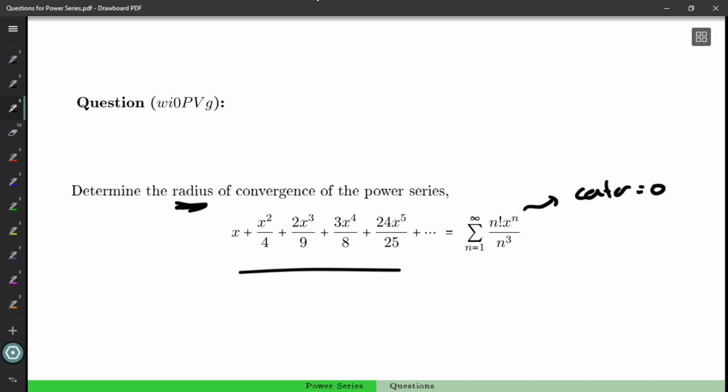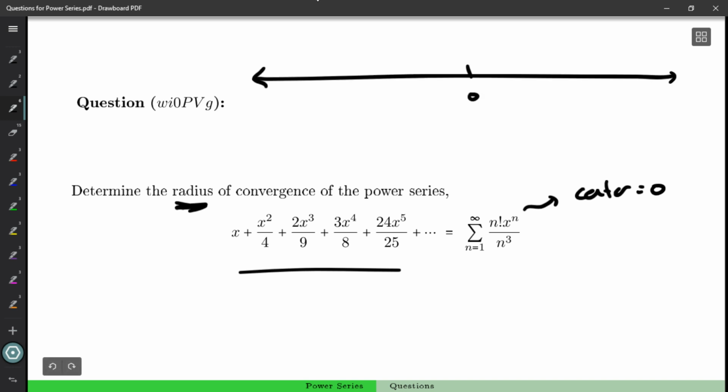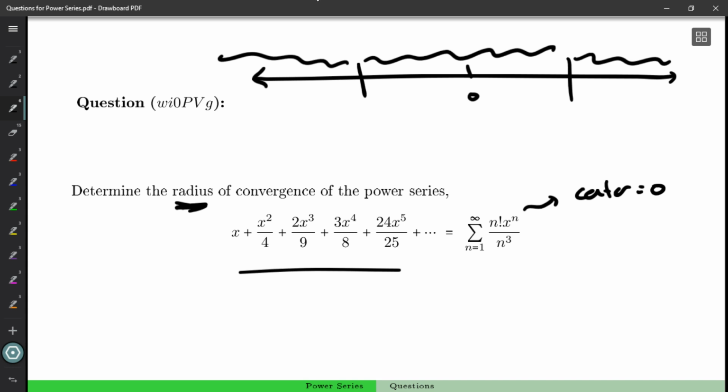Okay. So if we picture a number line centered around 0, there are some values where it converges and others where it diverges, and there's a divide. Where it diverges further away, it converges closer. And we're not particularly interested in what happens at these endpoints. We're just interested in how far away this cutoff is, where it's divergence, convergence, divergence.